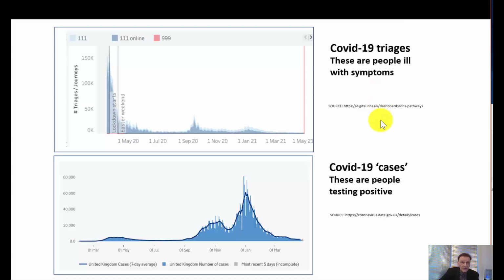Here's the data from May 2021, where you can see the COVID triages. So these are people who are genuinely ill with symptoms. And just compare that with, again, the number of cases, people testing positive. Now, as the PCR test is also used to determine what constitutes a COVID hospitalisation and a COVID death, my view is that the official COVID data for these is essentially useless.